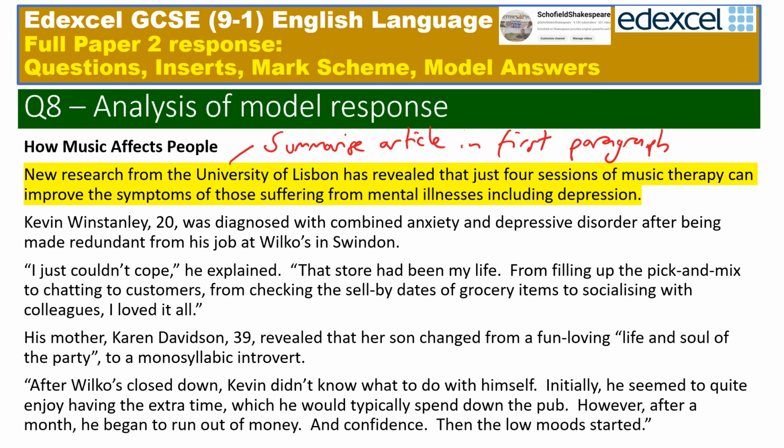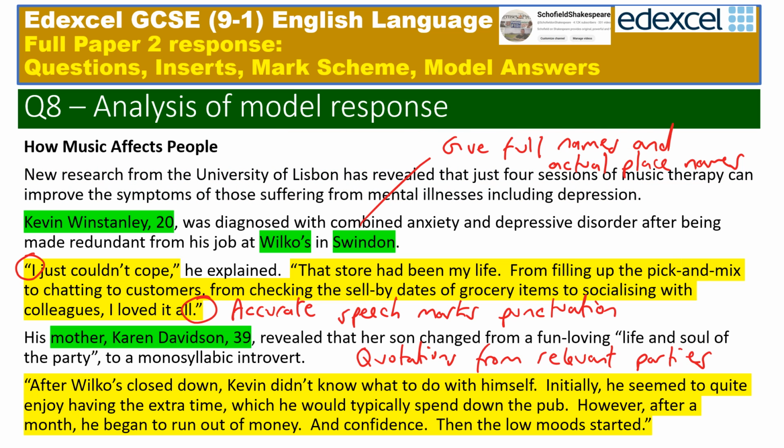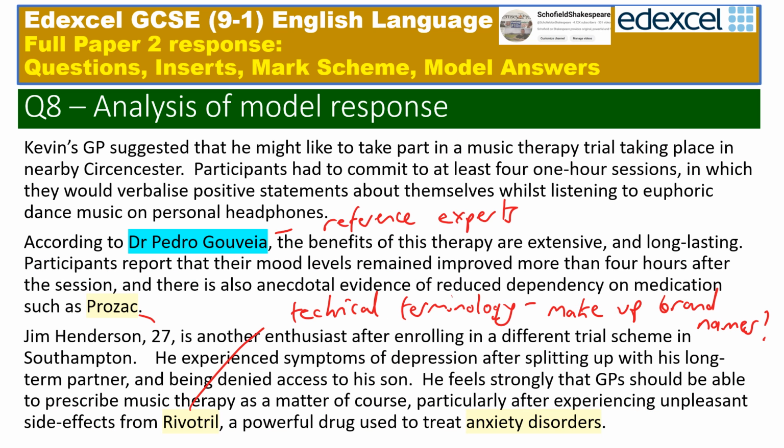Note how the first sentence of a newspaper article summarizes what the article is about in a formal way. "New research from the University of Lisbon has revealed that just 4 sessions of music therapy can improve the symptoms of those suffering from mental illnesses, including depression." Newspaper articles include full names of people, sometimes their ages, places, and short quotations in which speech marks have been used accurately. Newspaper articles include experts, here it's Dr. Pedro Gouveia, and technical language if appropriate.